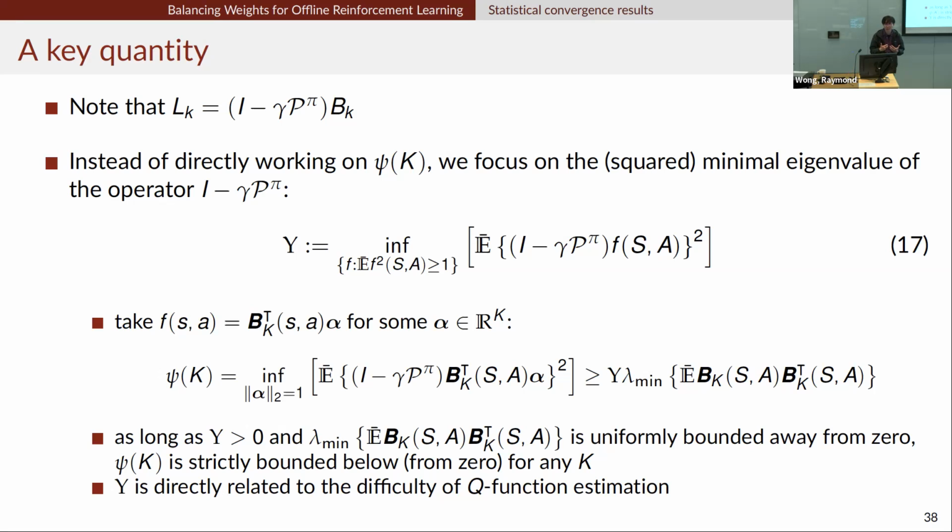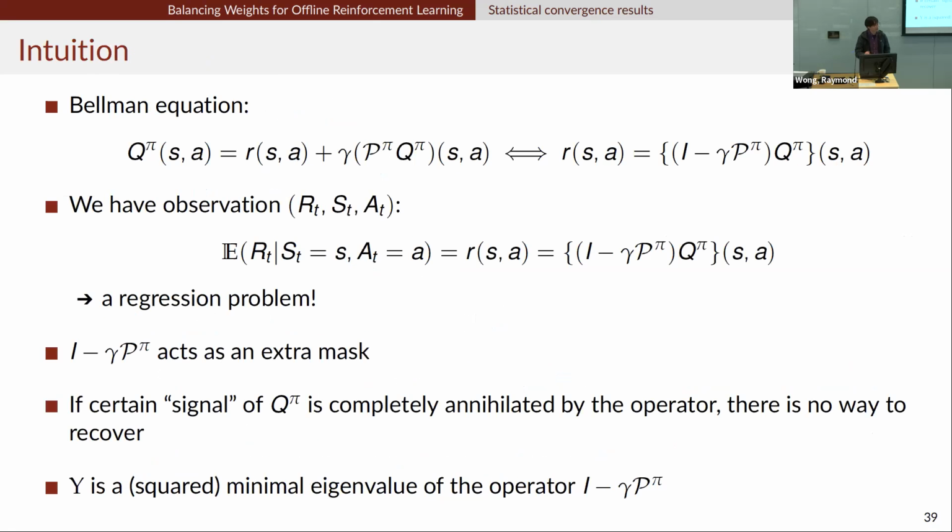For our problem, we develop a weighting approach, which is in the second category of the model-free methods. But this quantity also relates to the fundamental difficulty of the direct methods, or more precisely, related to the difficulty of the Q function estimation. So this is indeed a very important quantity, okay. To see this, I provide some intuitions here.